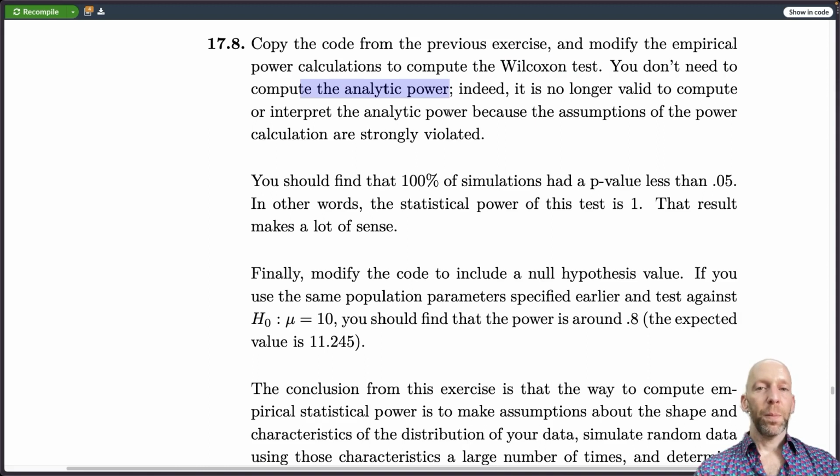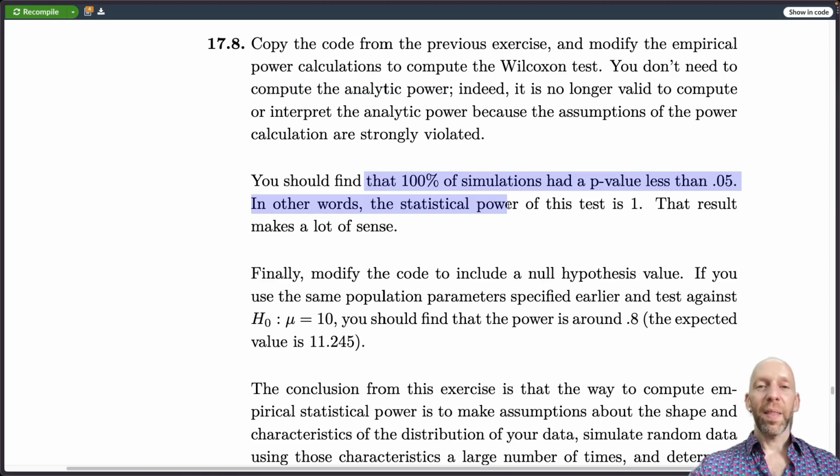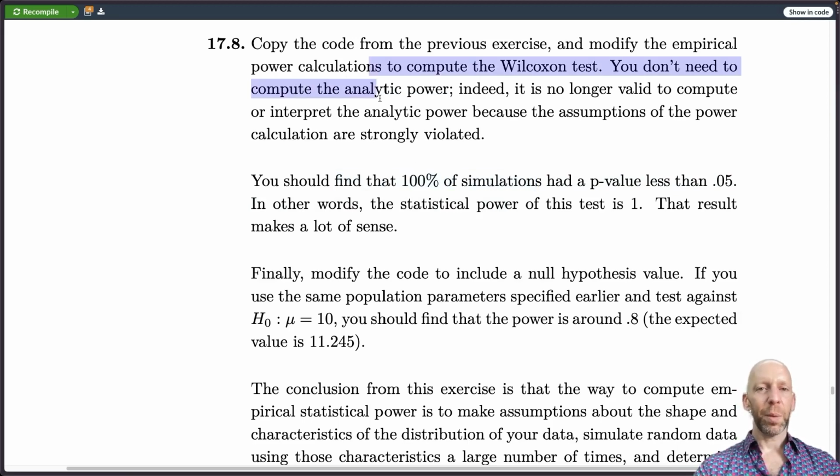Okay, so that is the first part of this exercise, and I'll show you the code in a moment, but basically you should find that the statistical power goes to 100%. And I'm going to talk again about why that needs to be the power. Any valid interpretable power analysis needs to be exactly 100% in this simulation.